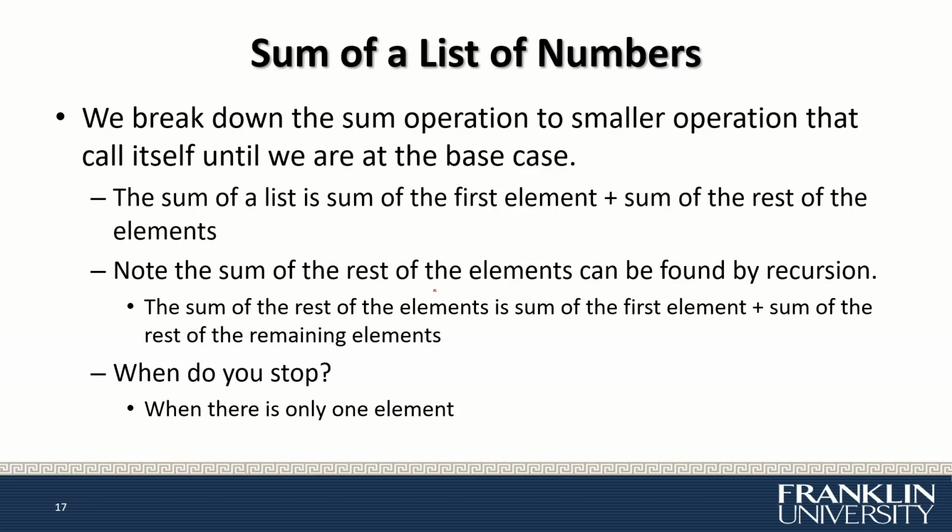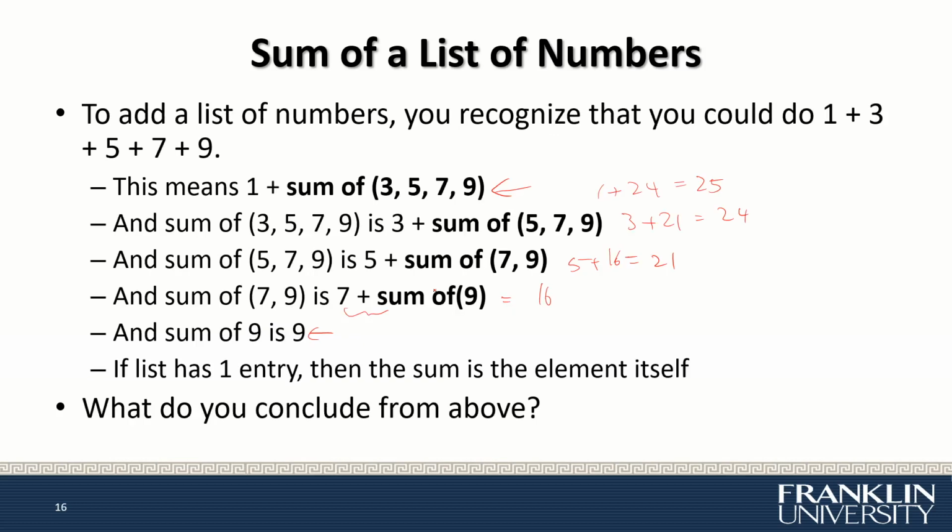And the sum of the rest of the elements can be found by recursion. The sum of the rest of the elements is the first element in that list plus the sum of the remaining elements. And you stop when there's only one element, much like when we stop here. This is where we stop, when there's only one element. The sum of 9 is 9 because I know the sum of 9 is 9 without doing any calculation.